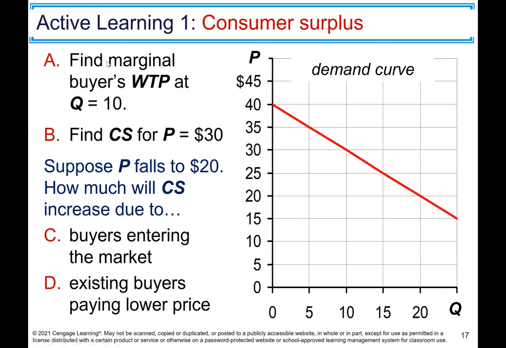Number A, find the marginal buyer's willingness to pay at Q equals 10. Number B, find consumer surplus for P equals $30. Suppose P falls to $20. How much will CS increase due to buyers entering the market? Number C. Number D, existing buyers paying a lower price.